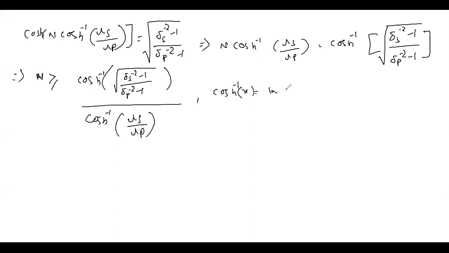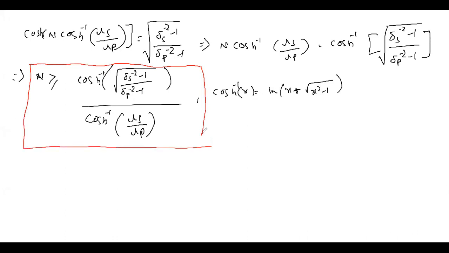And what is the cos hyperbolic formula? Cos hyperbolic inverse of x equals ln of x plus root over x square minus 1. You have to use this formula to find the value of order. Cos hyperbolic inverse of x equals ln of x plus root over x square minus 1. So in this way, this is the order formula. I hope you understand how to find the order of the filter. Now you have to use this formula to find these values.